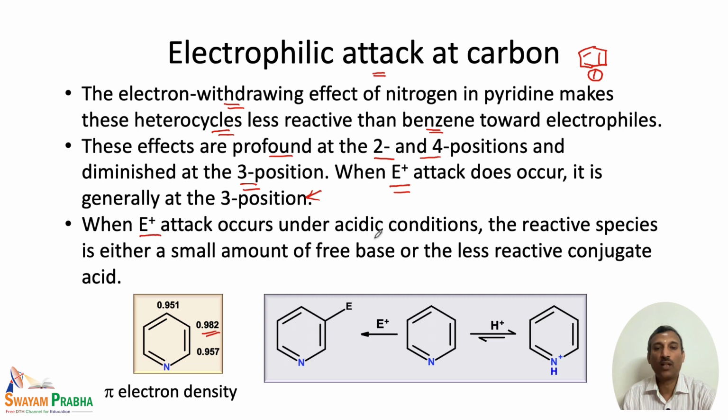When the electrophile attacks under acidic conditions, the reactive species is either a small amount of free base or the less reactive conjugate acid. In the presence of acid, the proton can also be considered an electrophile. When the reaction occurs under acidic conditions, what generally happens is the nitrogen is protonated in the beginning. That means the electrophile first attacks the nitrogen atom. That is the reason the electrophilic substitution does not proceed that readily if carried out under acidic conditions. But if only the electrophile is added, then it undergoes preferential attack at the 3 position. So we have to always be very careful when we carry out pyridine reactions. Try to avoid acidic conditions, especially protic acidic conditions.